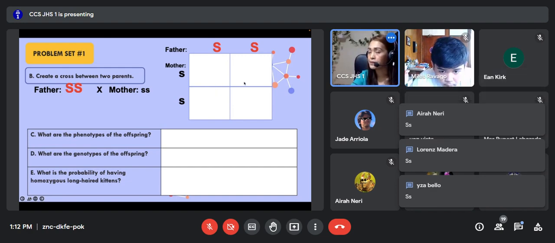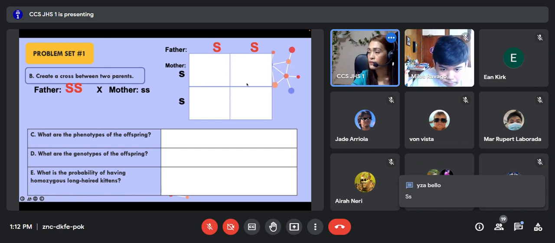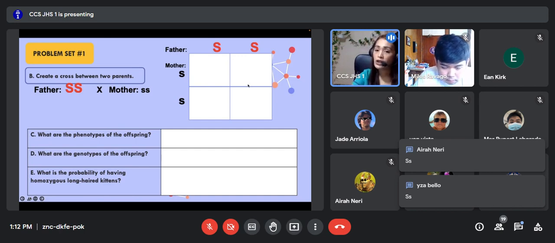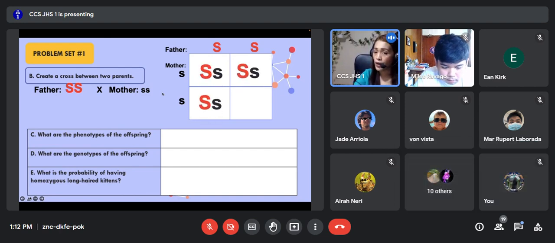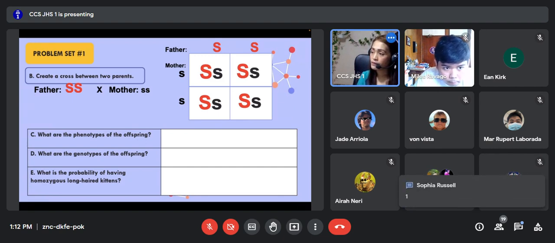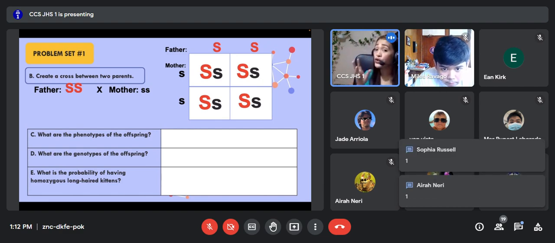How about the second? Is it the same or is it a different code? Okay, very good. So it's the same, capital S, small s. You can actually say that all four squares have a capital S, small s. So if you're asked for the phenotype, how many phenotypes do you think you will have here? Do you see other combinations on the Punnett square? How many letter combinations is there? Okay, one, since they are all uniform.